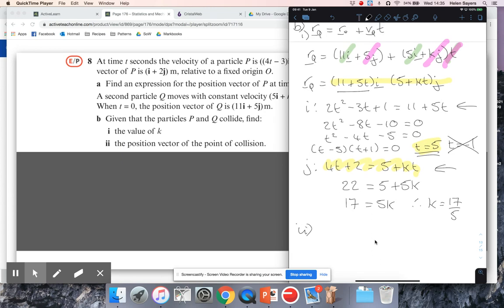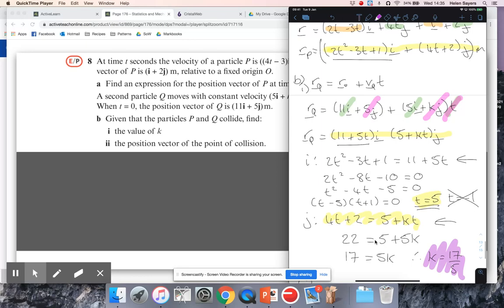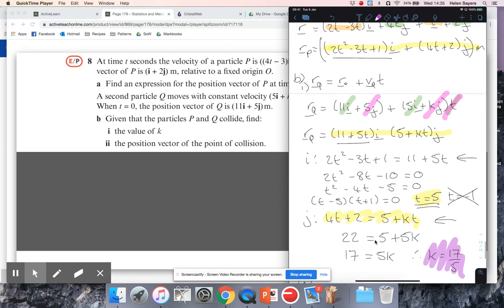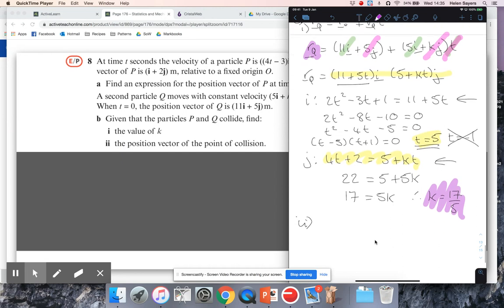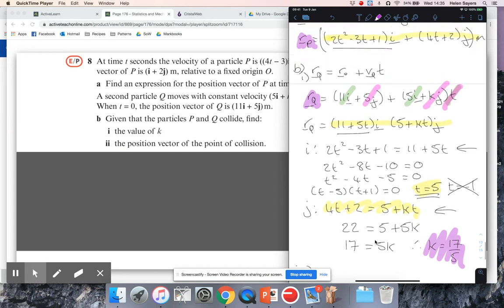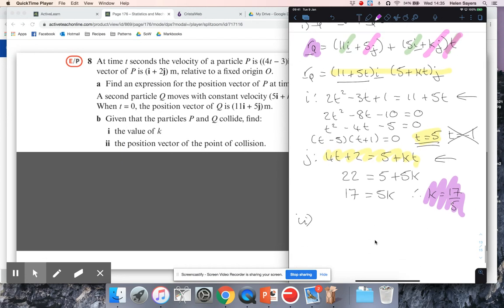So we're saying they collide when k is 17 over 5. So it should be that I can either use RQ or RP. So I'm saying they collide, they should be at the same point then. So let's use RP. In fact, no, I'll tell you what, let's use RQ just so I can see it on the same screen. But we could obviously check both as well. So I'm going to use that. So I'm looking when t is 5, and I'm saying that k is 17 over 5.